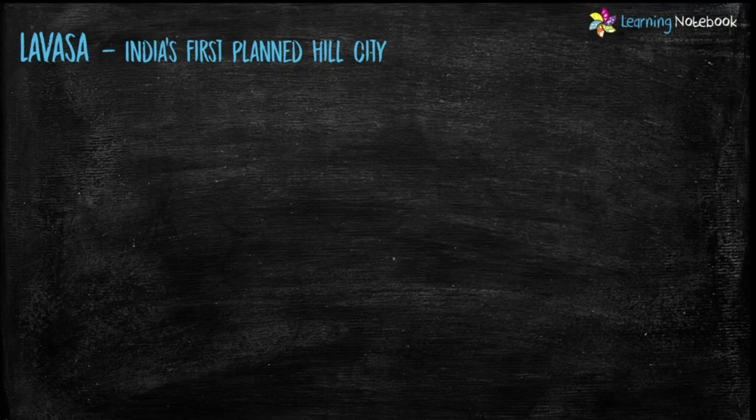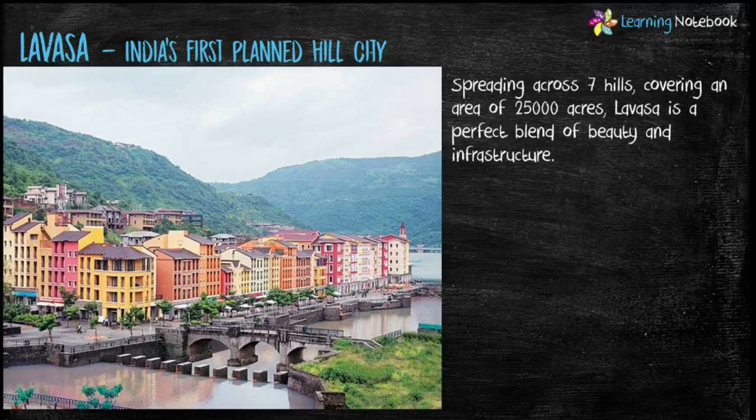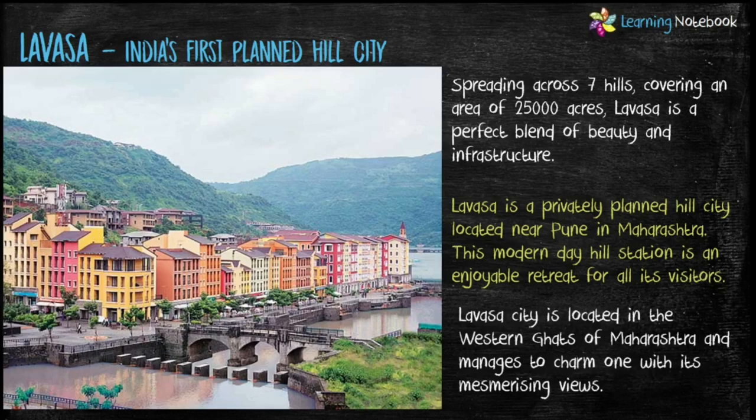Let's see the next place, which is Lavasa. Lavasa is a perfect blend of beauty and infrastructure. It is India's first planned hill city, located near Pune in Maharashtra.